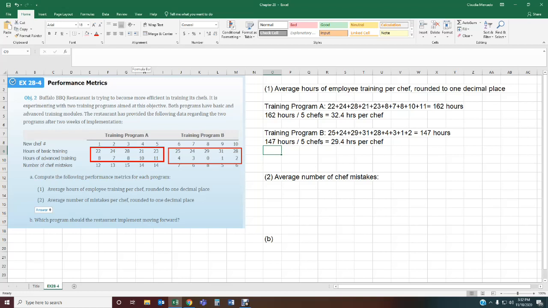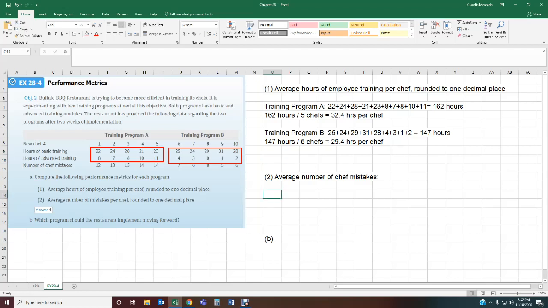So, let's recap. The average hours of employee training per chef, rounded to one decimal place. So they're asking for the average number of employee training hours per chef. So per chef, we are looking at about 32.4 hours per chef for training program A. For training program B, we're looking at 29.4 hours per chef. Okay. Now requirement 2 says, what is the average number of mistakes per chef rounded to one decimal place?